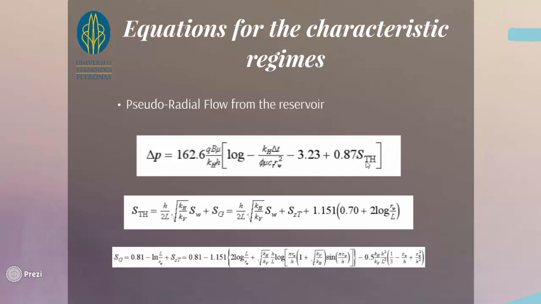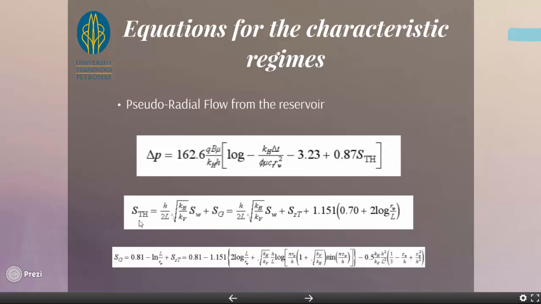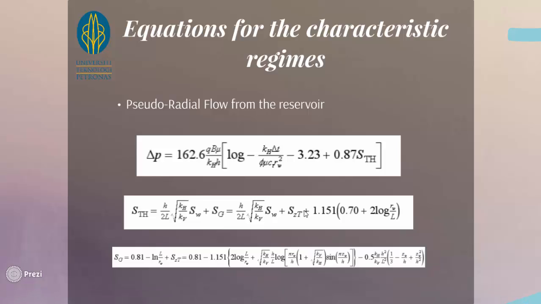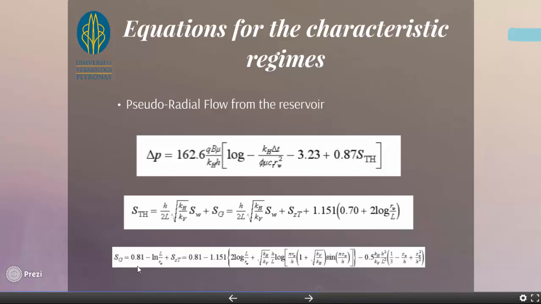By comparing those two equations, we can get Sth, which is the total skin factor, equal to what is shown here. And for the horizontal geometry skin, Sg is expressed also here on the slide. Sg is equal to 0.81 minus ln of L over radius of the wellbore, plus Szt, which is equal to what is here. 0.81 minus 1.151, and then we just substitute the value here.